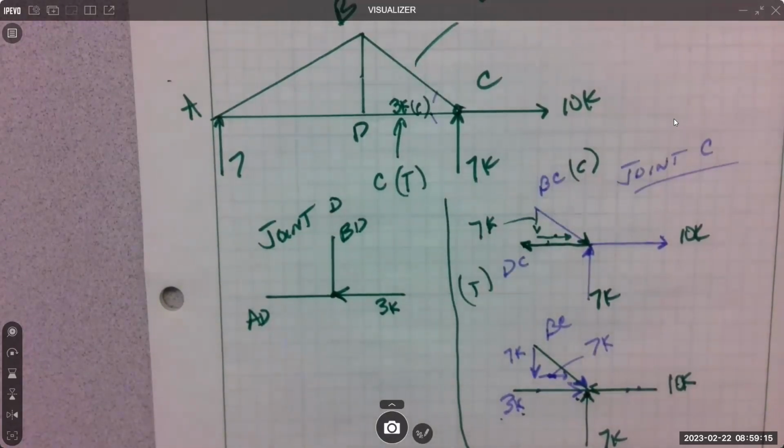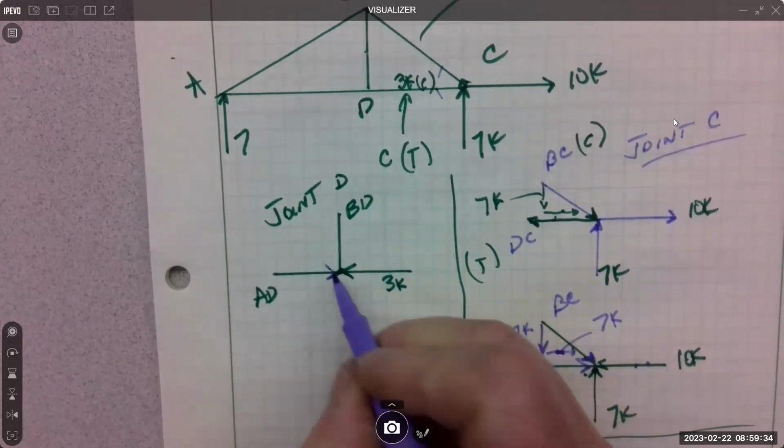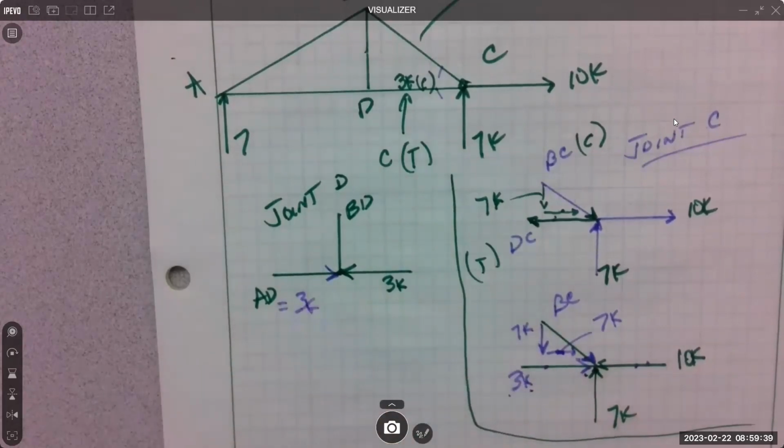All right, so let's just do it. Don't overthink this. Anyone have any ideas? No, probably about this, and that's a 3. Yeah, right? AD's got to be what? 3, right? Which way's it got to go? To the right. AD equals 3K. T connections are the easiest. They're awesome. You just can roll through them, basically.